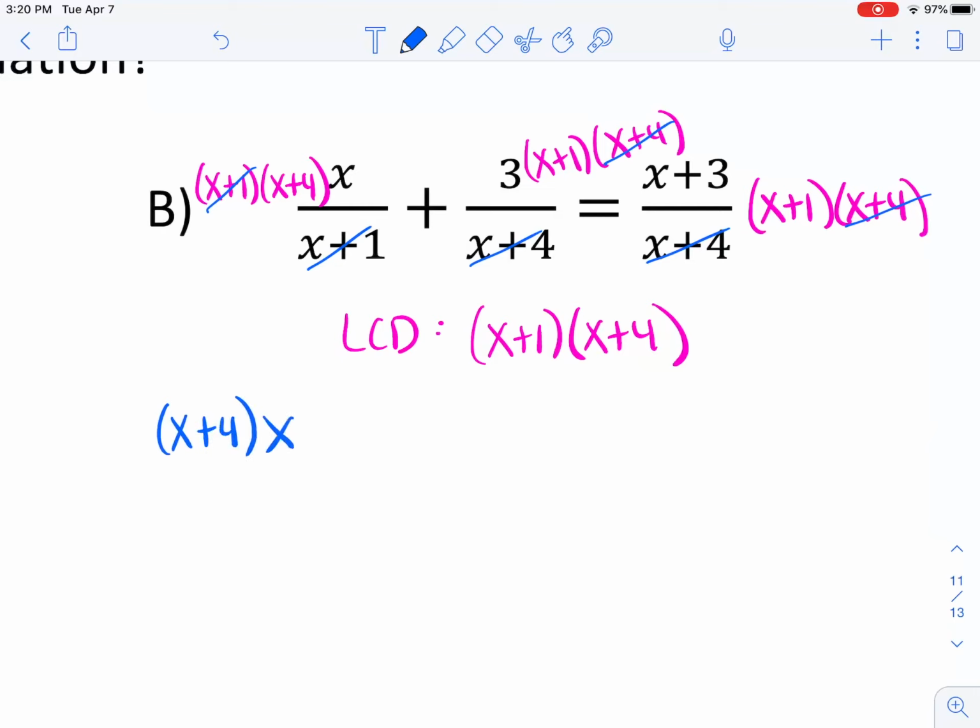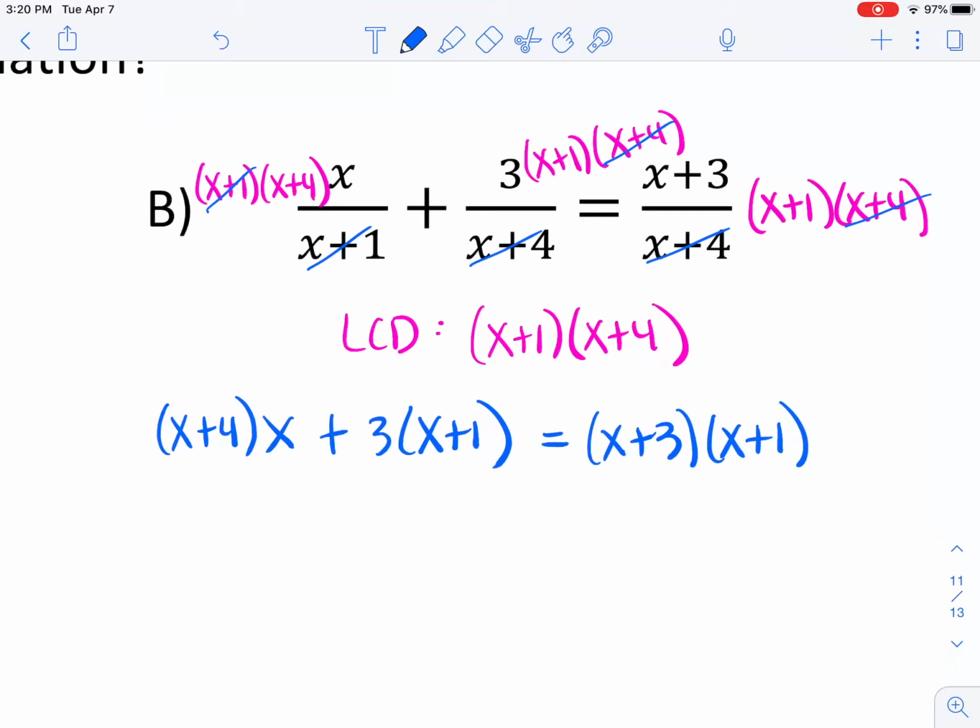Now I'm going to write out what we have left. On the first part, we had x plus 4 times x, plus, on the second part, 3 times x plus 1, equals, and on the right-hand side, x plus 3 times x plus 1. Notice what happened when we multiplied by the LCD: we no longer have denominators, and that was our goal, to get rid of the denominators to make it an easier equation to solve. So it's no longer a rational equation. This is going to be a quadratic equation as well.